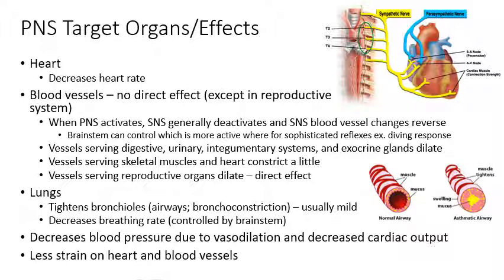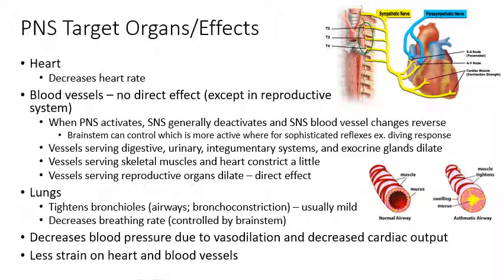And for the SNS, it constricts vessels that serve the digestive, urinary, integumentary systems and exocrine glands, while it dilates vessels that serve the skeletal muscles and heart. Whereas for the parasympathetic nervous system, it is also affecting the reproductive system blood vessels.